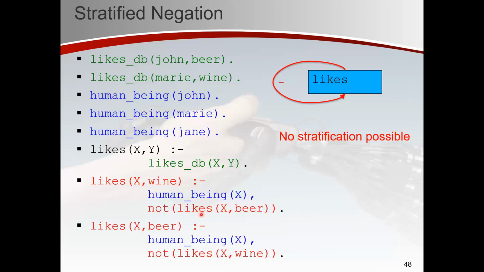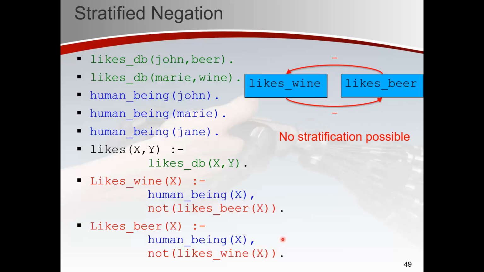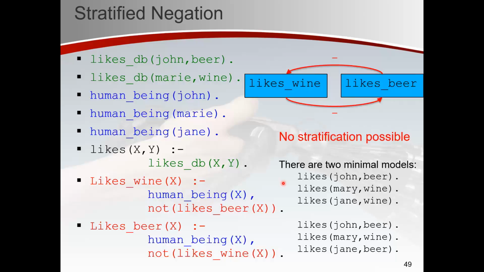So if we add, for example, that someone likes beer if he or she does not like wine, this doesn't make it better. Same thing here if we include the beer or wine in the predicate name to make it two different predicates. But there are models for this, of course. Now we can find values that make it true.